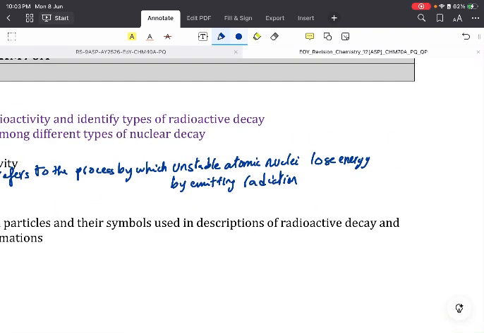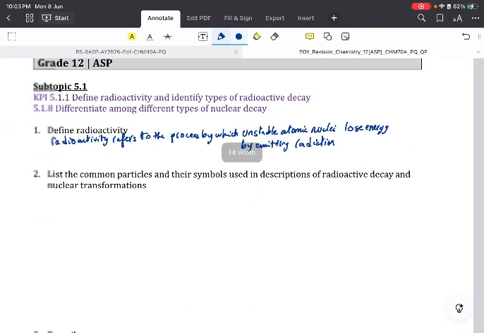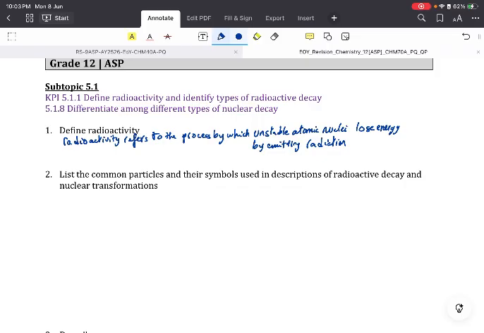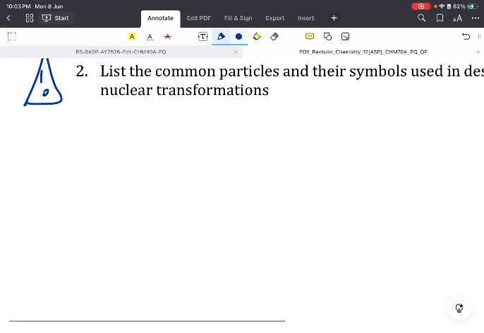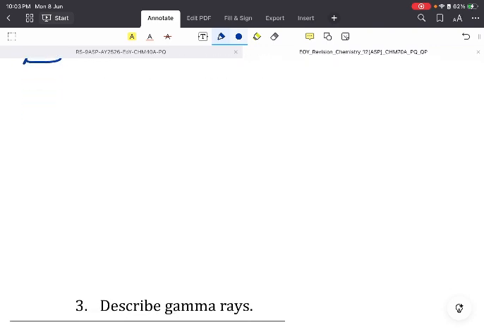and radioactive particles. The second question, list the common particles and their symbols used in description of radioactive decay and nuclear transformations. Now this question is really important as you are going to use these radioactive particles in almost every single nuclear reaction. So let's begin.